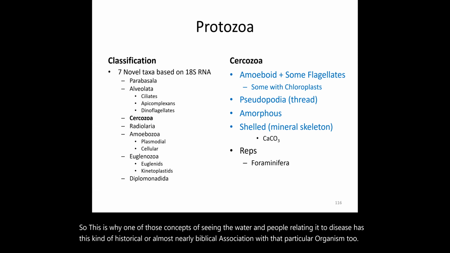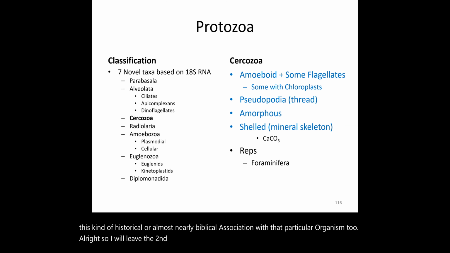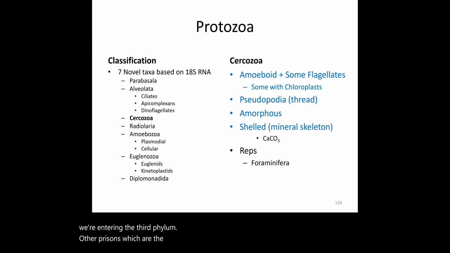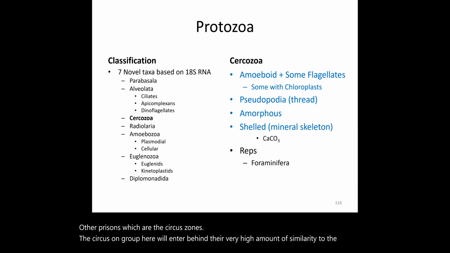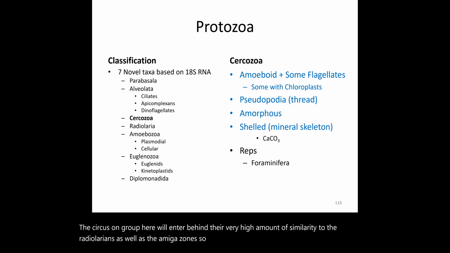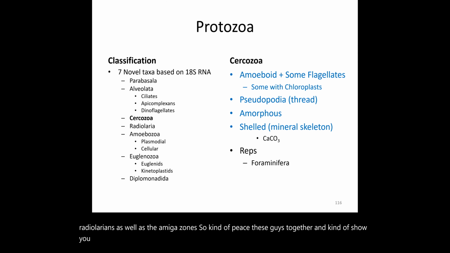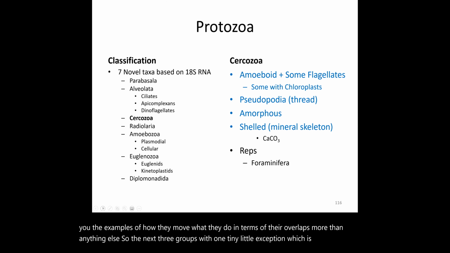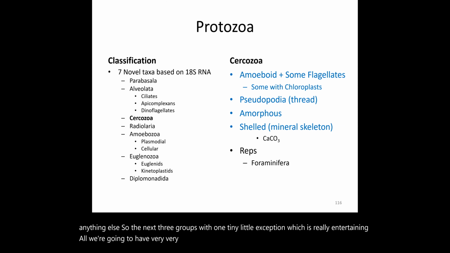All right, so now we'll leave the second phylum of the protozoans. So we left the alveolates, and now we're entering the third phylum of the protozoans, which are the cercozoans. Now, the cercozoan group here will enter behind their very high amount of similarity to the radiolarians as well as the amoebozoans. So we'll kind of piece these guys together and kind of show you the examples of how they move, what they do in terms of their overlaps more than anything else. So the next three groups, with one tiny little exception, which is really entertaining, all of them are going to have very, very similar properties and similar information that I want you to know.